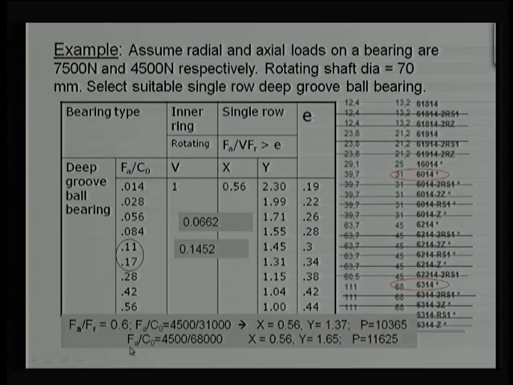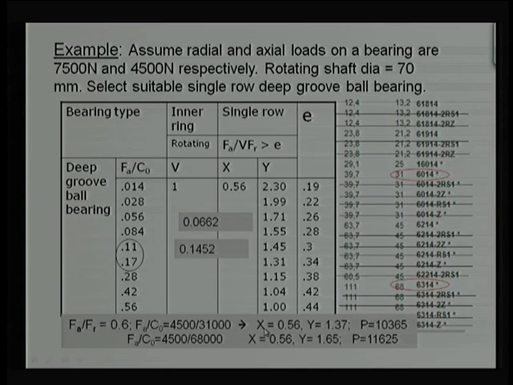Similarly, we can find this ratio Fa by C0, that is 4.5 divided by 68, which comes out to be 0.0662. Again, we are not able to get the exact value here. We have the values 0.056 and 0.084. We need to do interpolation to get this value, and with that interpolation we will be able to find the correct value of y, which will be greater than 1.55 but lesser than 1.71. And what we get after interpolation is y equal to 1.65.